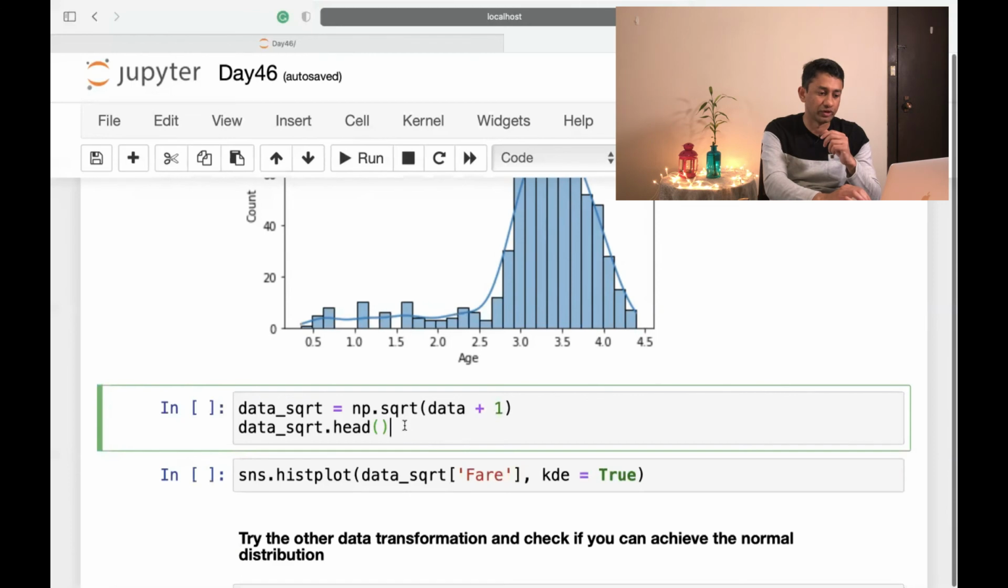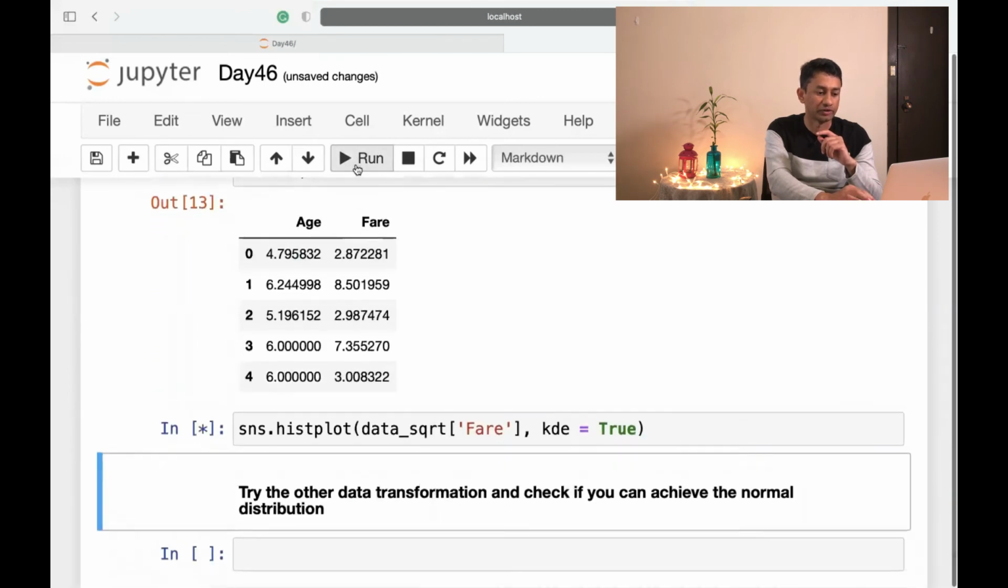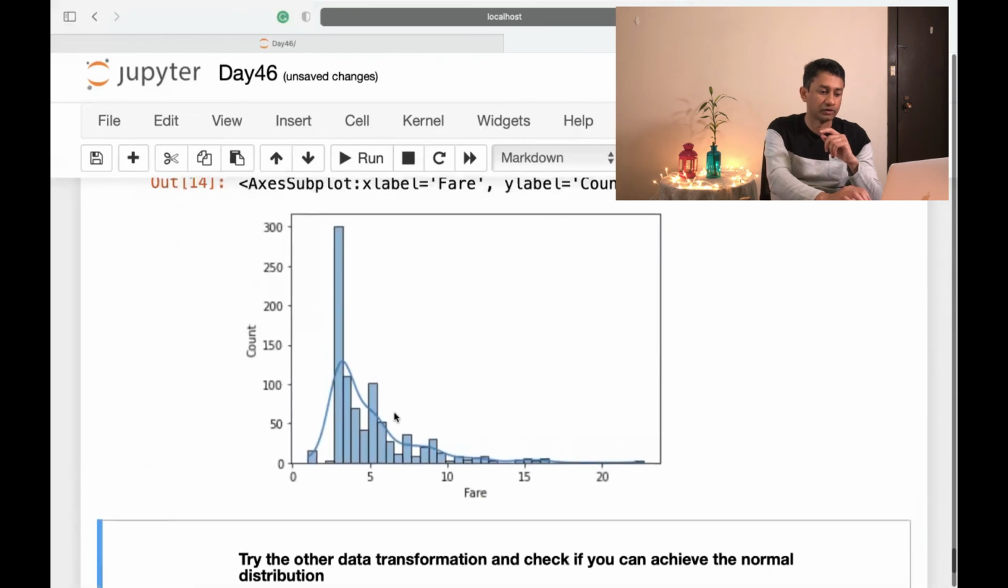So the next one is the square root. I just want to show you how a square root transformation would look like. When I use a square root and then plot it, you can see that when I apply square root on fare, it still does have a long tail on the right hand side. So I would say the square root in this particular case is not helpful. Maybe logarithmic transformation was quite helpful in transforming the data close to normal distribution, but square root is definitely not helpful at all because it still has a very long tail on the right hand side.